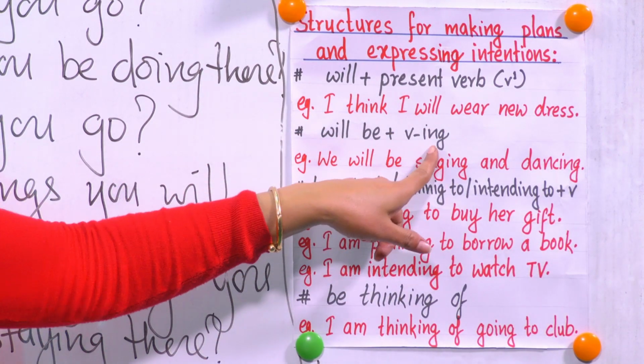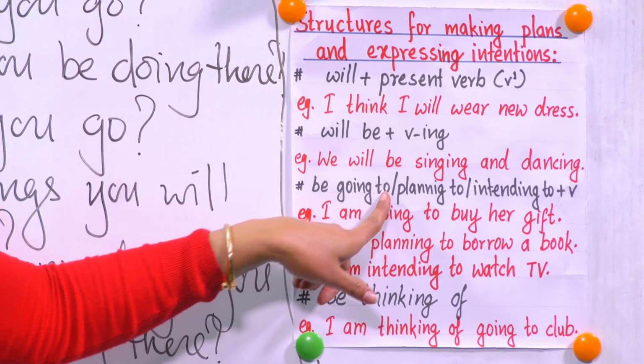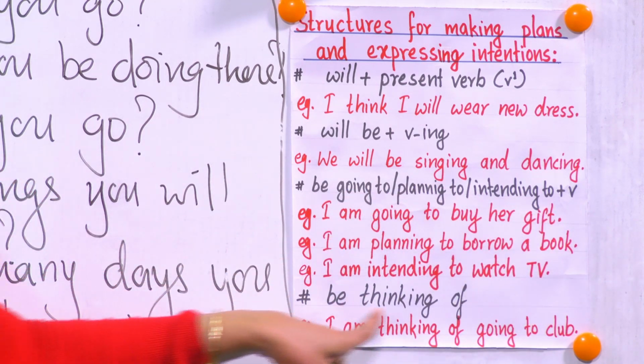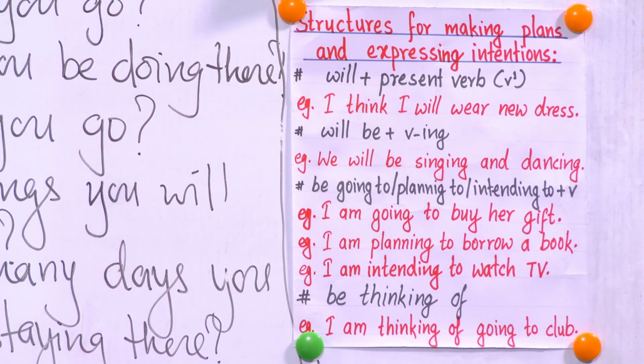Then after will, be plus verb ing, and be going to, planning to, intending to. You can use this language and then be thinking of. So using the language given there in your book, you have to use. Okay.